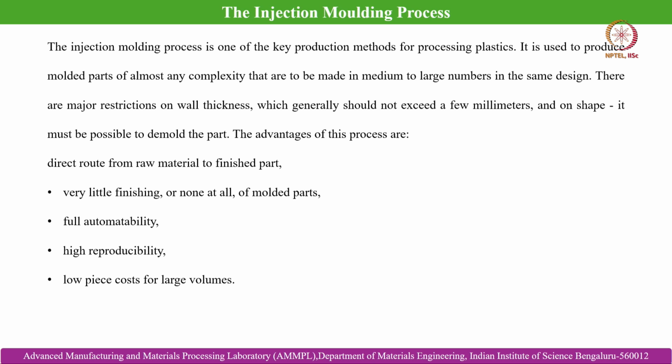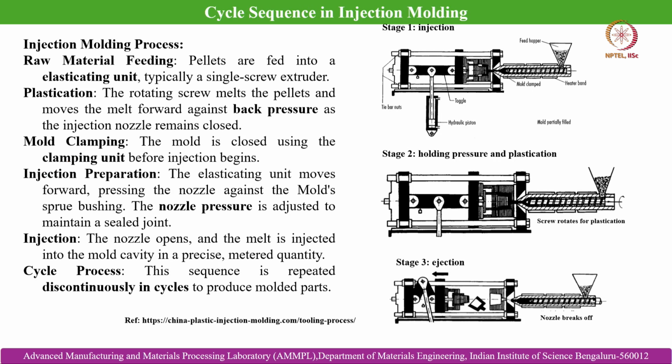So, the injection molding process is a very versatile technique for mass production of critical macro as well as micro components. We can directly achieve the final part from the raw material. It needs very little finishing, and it offers high automatability, high productivity and lower piece costs for larger volume. So, these are the benefits associated with the injection molding process. You can see this is a schematic depiction of the process.